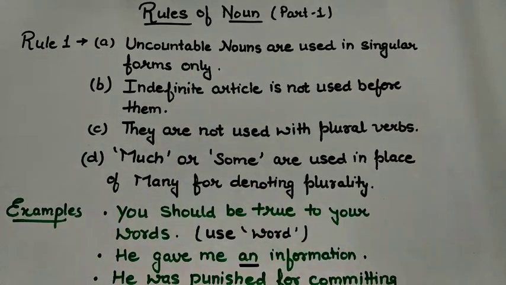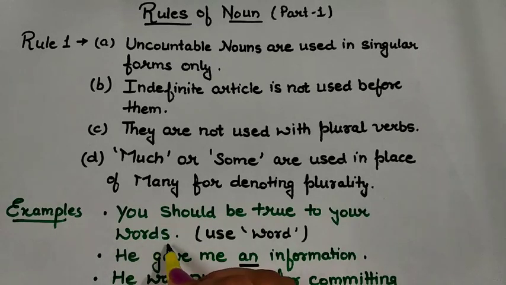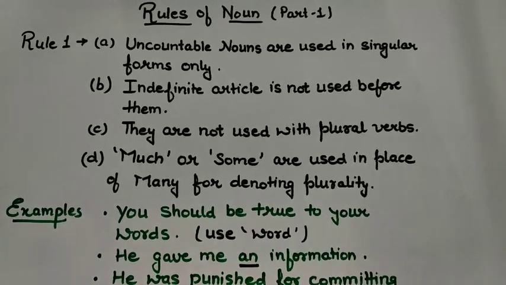uncountable nouns are used in singular forms only. Like, you should be true to your words. Actually, the sentence is wrong because I have used words here. Instead of words, I must use word to make the sentence correct, because I am using uncountable nouns.